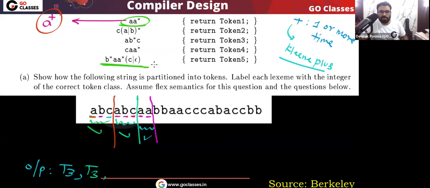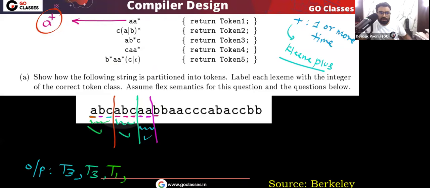So tell me, which token should I generate? Token 1 or token 5? Because of this double A, you can see this is also matching. These two regular expressions are matching for double A. So which token should I generate? The answer will be token 1, because priority comes into the picture. You will decide by priority. And remember, the rule that you write first has the highest priority by default. So the priority is decreasing like this. So token 1 will be generated.